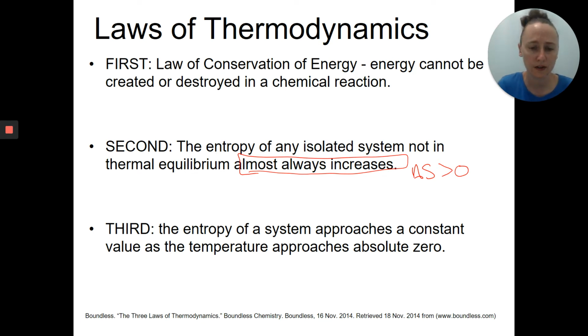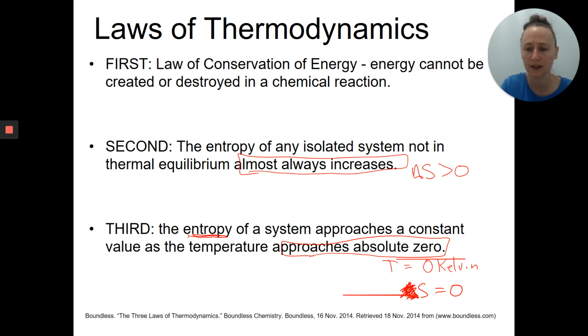And the third law of thermodynamics is also about entropy, and it says it approaches a constant value as we get to absolute zero. So when T is equal to 0 Kelvin, the absolute coldest temperature, then entropy is equal to zero. Or I'm sorry, the property of entropy is equal to zero.